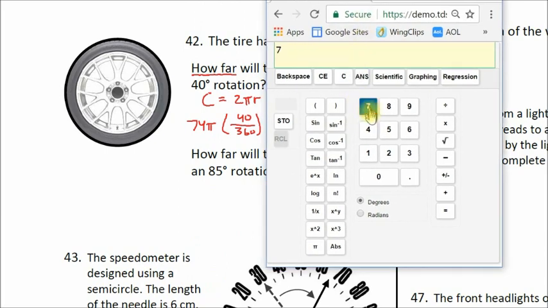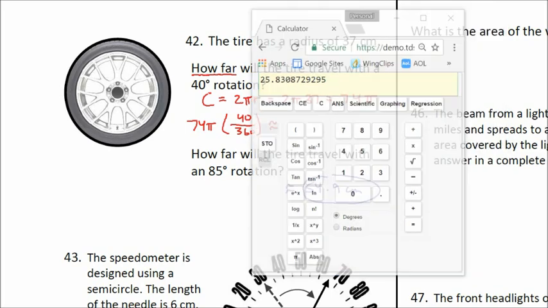So I've got 74 pi, and then in parentheses I'm going 40 degrees out of a total of 360 degrees. I've got 25.8. Let's take a look at this. Yeah, that is correct. 74 pi times 40 degrees out of 360, so 25.8.